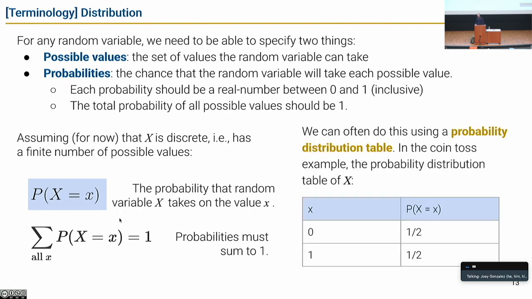It'll be common to work with a probability distribution table when thinking of these discrete values. So here we have one column, which is the possible values x can take, and the other column is the probability of each of those values.